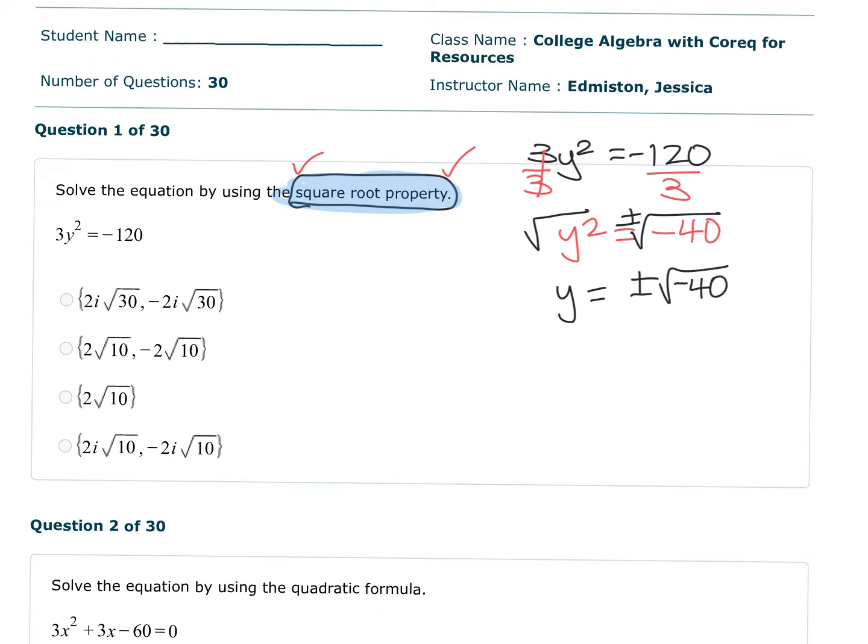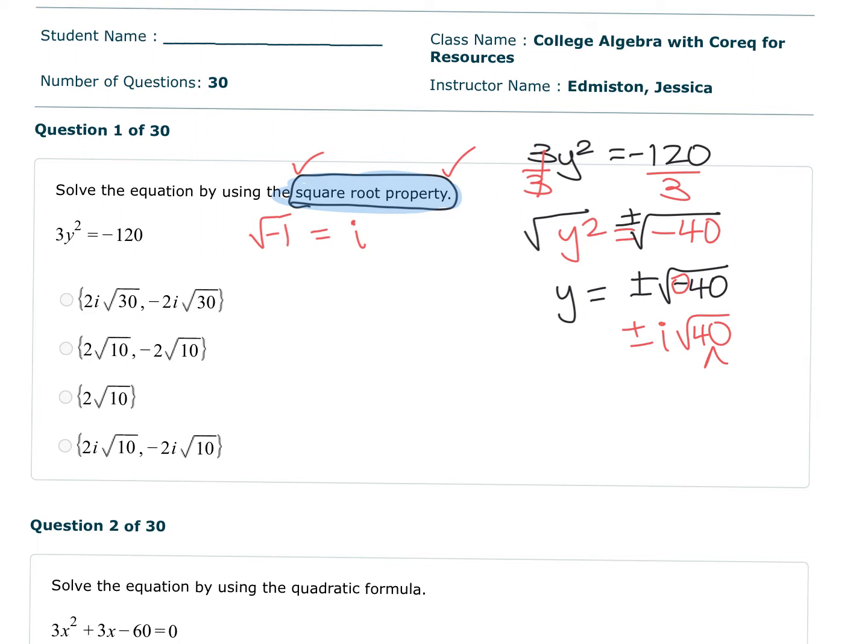However, I can't leave it like this for a few reasons. First, we shouldn't have a negative inside of the square root. Remember that there is a property that says if you have the square root of negative 1, that is equal to i, which is the imaginary unit. So I'm actually going to take an i out. But even then, I can simplify 40. There is a perfect square inside of 40.